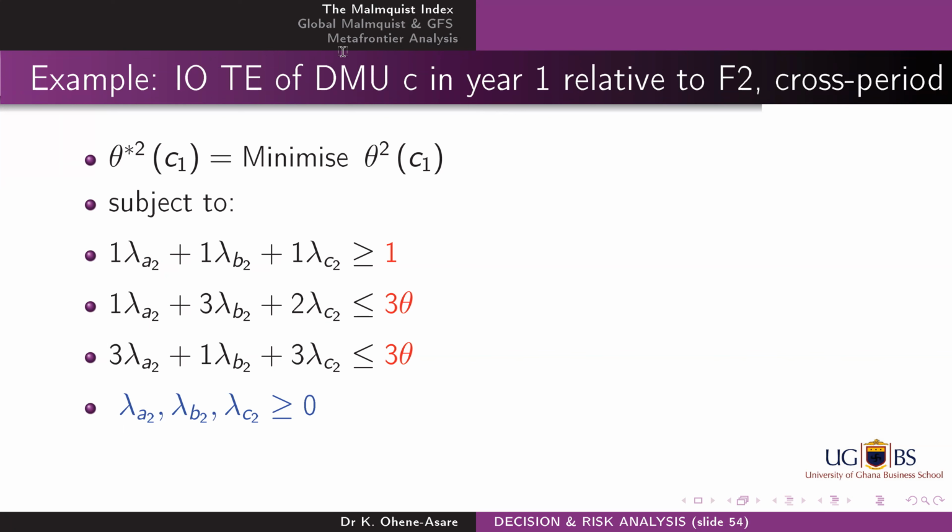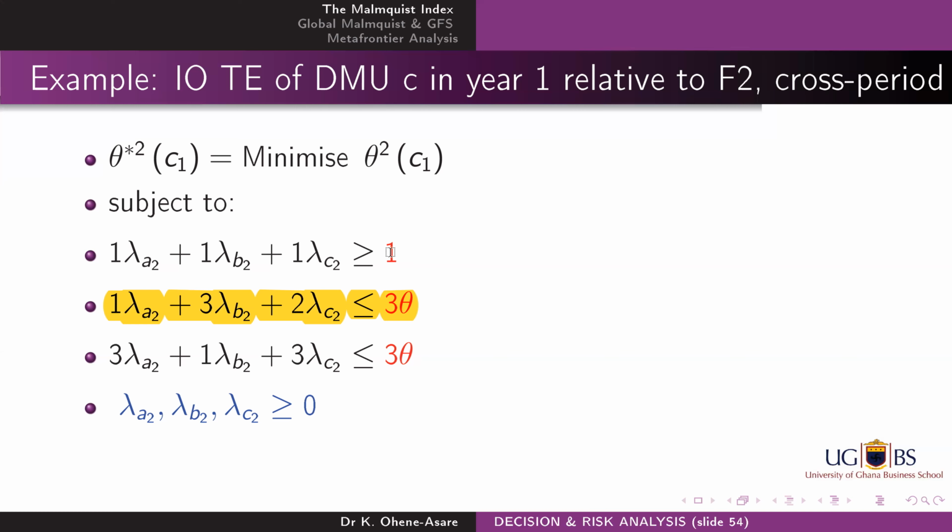The second constraint, you can see it here. The second constraint is 1 A2, 3 B2, 2 C2. They are all supposed to be 2 in year 2. If I wrote a typo, no problem. But the key point is that it is the 2s that you are using.